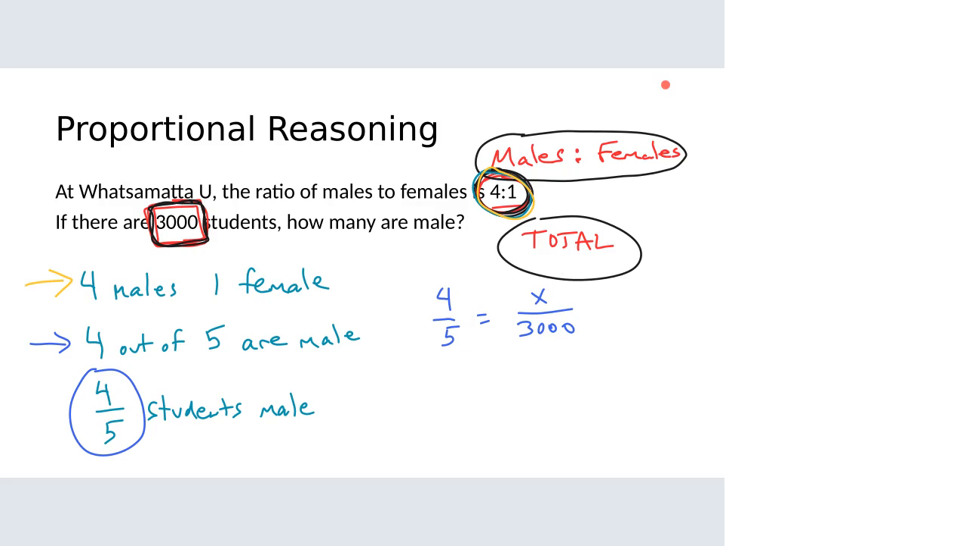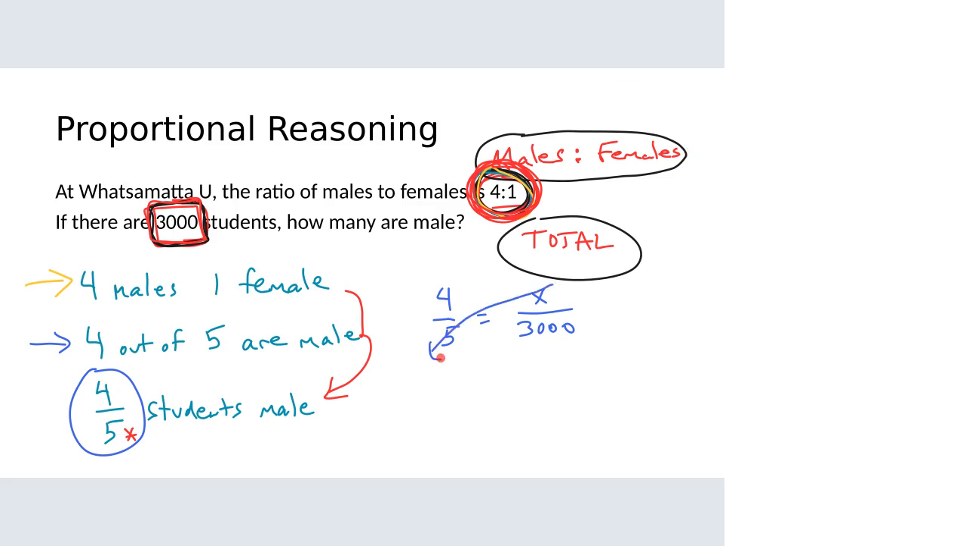This one's not nearly as challenging as the one before it, I don't think. This one, we just have to be careful when we read it, realizing that this is about males to females. This number is about the total. So I need to take this information about males and females and set myself up with something that's about the total. Now we can solve and answer the question. We'll go ahead and do that.